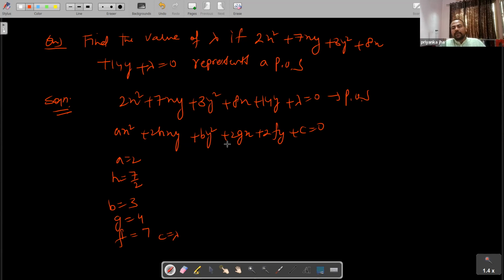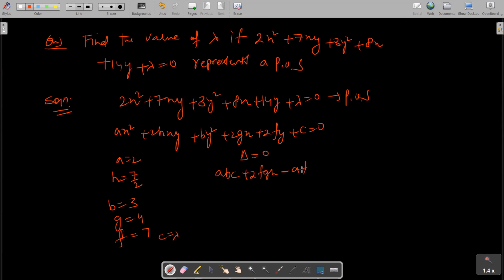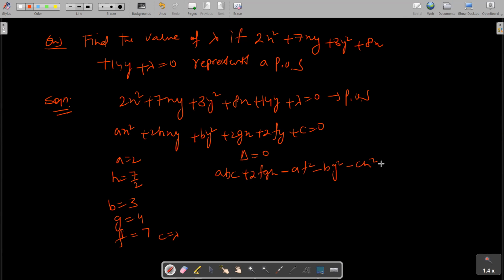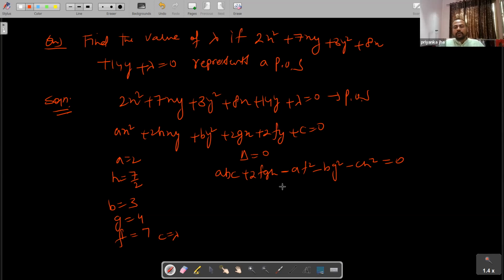If this equation will represent a pair of straight line, it means that delta has to be 0 and the value of delta is abc plus 2fgh minus af square minus bg square minus ch square.